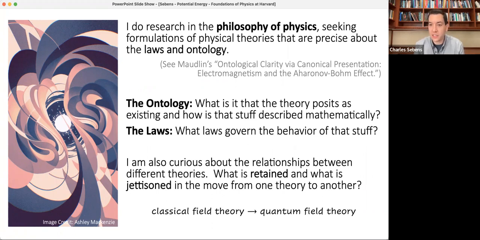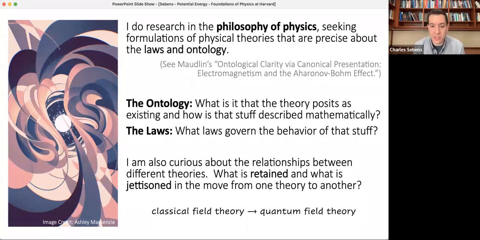For an introduction to this kind of approach to the philosophy of physics, I like Tim Maudlin's Ontological Clarity via Canonical Presentation: Electromagnetism and the Aharonov-Bohm Effect. So let me just plug that paper. He goes through different ideas about what you might posit as the ontology and laws for classical electromagnetism. Okay, so I'm interested in these questions about laws and ontology.